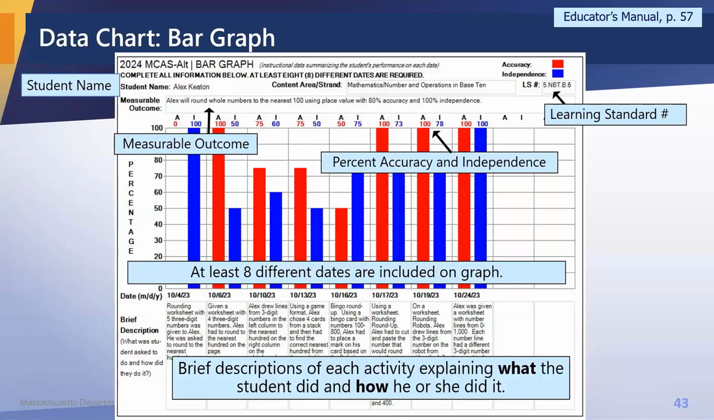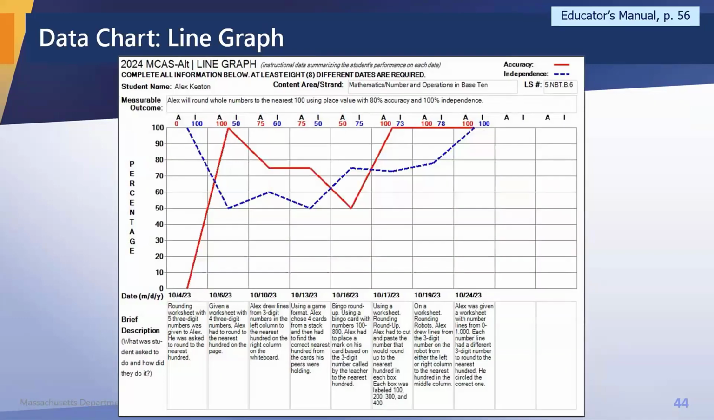And there's our brief descriptions of how each activity was done, explaining what they did and how they did it. So here's a line graph. It's exactly the same idea as the bar graph. Some people prefer the line, some prefer the bar. That is your choice. There isn't one that we tell you to use. It is your choice which format you like. Sometimes it's easier if you're sharing with parents, perhaps, to use a bar graph, but again, your choice.